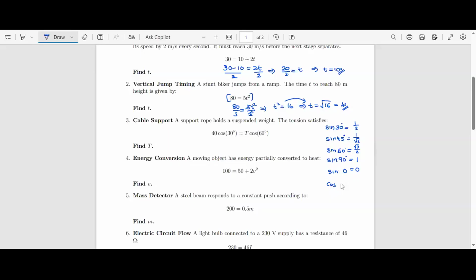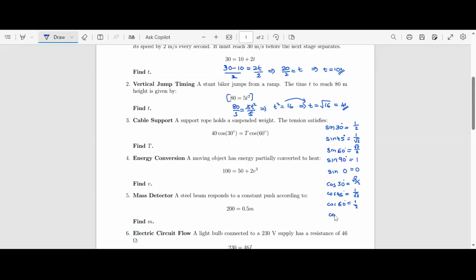So you can see, you can easily remember this. You know, cos 30, cos 45, and cos 60. If you take this, cos 45 will be the same as sine 45, 1 over root 2. Cos 30 and cos 60 will be just interchanged values here. That means for cos 30, you will get the value of sine 60, which is root 3 by 2. And for cos 60, you'll get the value for sine 30, which is half.